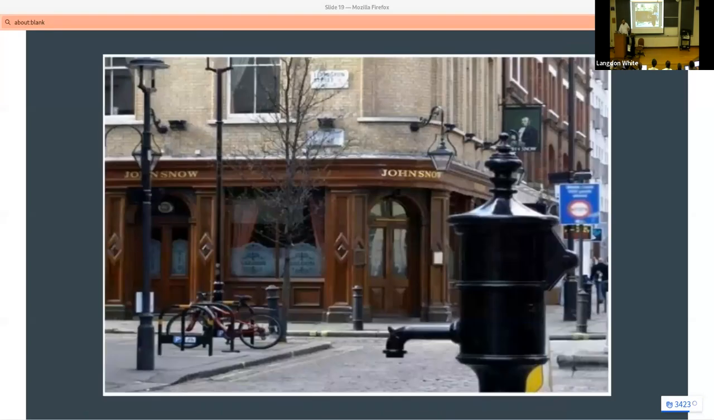Interestingly enough, I took it out, but this water pump is actually not on the street anymore. It is actually in a museum, and the TF from last year actually has this picture taken with it, which I think is kind of amusing.